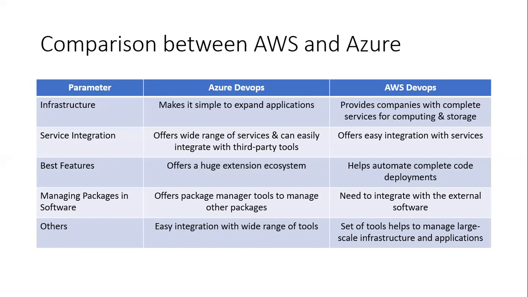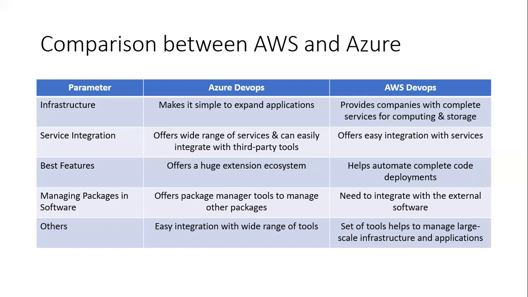Taking the next parameter, managing packages in software. Azure offers package manager tools to manage other packages. If I take some other third-party package, then I can use that package. Azure offers that benefit to us. AWS has a need to integrate with external software. If you take some other parameter, Azure is easy to integrate with a wide range of tools. AWS also has a certain set of tools which help to manage large-scale infrastructure and applications.